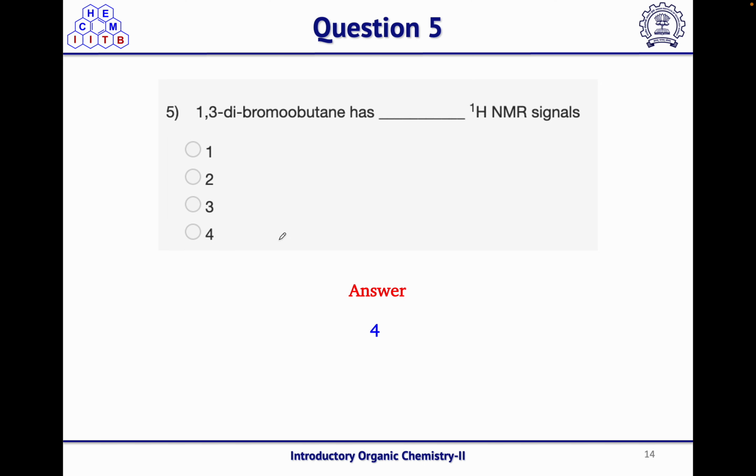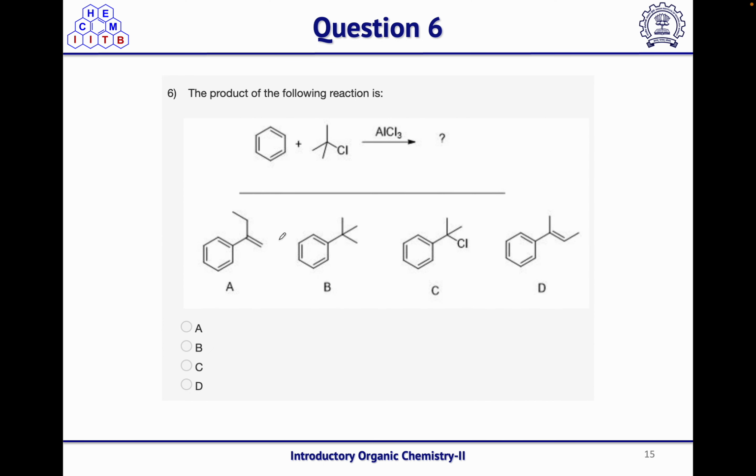Now can we move towards question number 6? Coming to question number 6. The product of the following reaction is, and they have given Friedel-Crafts alkylation reaction as the reaction. Benzene is there, and alkyl chloride is there, and a Lewis acid AlCl3 is there. So this is Friedel-Crafts alkylation reaction. So what is the product formed in this Friedel-Crafts alkylation reaction? And they have given 4 options. Which is the right option we need to find out.